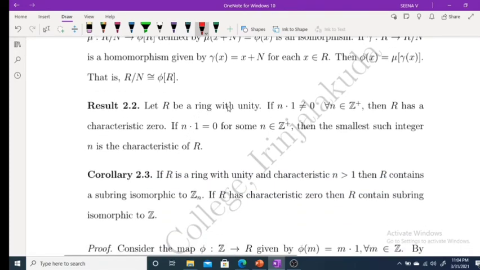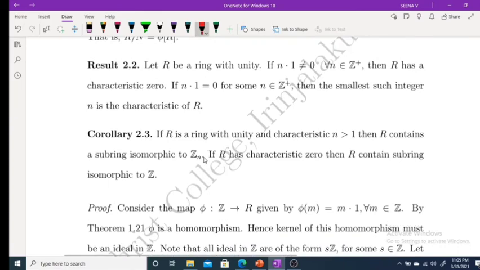Now let R be a ring with unity. If n into 1 is not equal to 0 for every n belonging to Z plus, then R has characteristic 0. We have already discussed this. If n into 1 equals 0 for some n belonging to Z plus, then the smallest such integer n is called the characteristic of R. This we have also discussed. If R is a ring with unity and characteristic n greater than 1, then R contains a subring isomorphic to Zn.